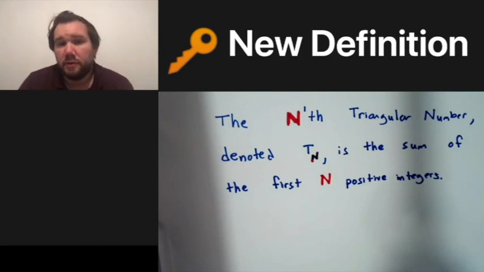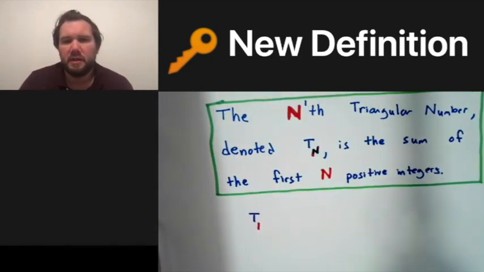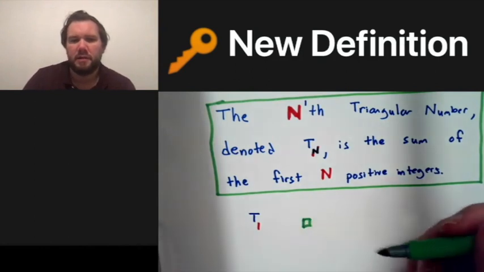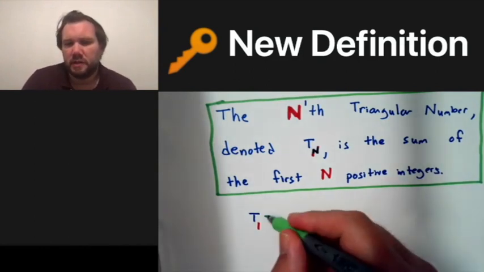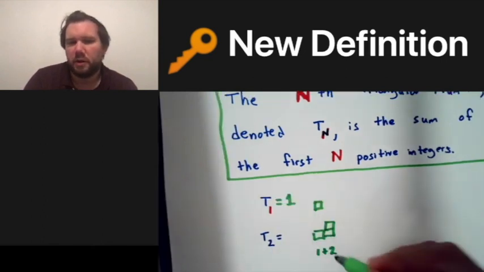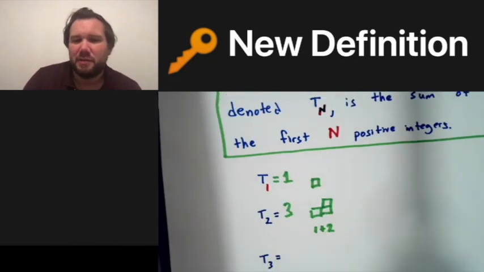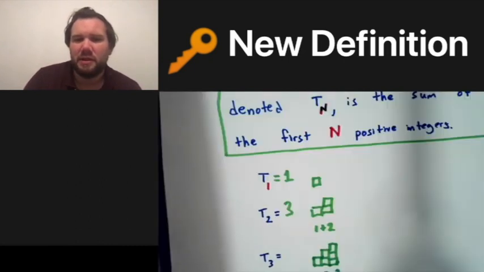So let's cover a new definition. The nth triangular number, which we denote Tn, is the sum of the first n positive integers. So for instance, let's look at the first triangular number, T1. T1 is just 1 because I just add the first one positive integer. T2 is going to be 1 plus 2, which is 3. And T3 is going to be 1 plus 2 plus 3, which is 6.